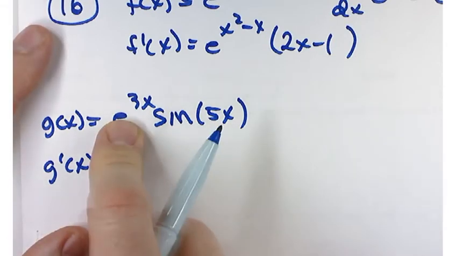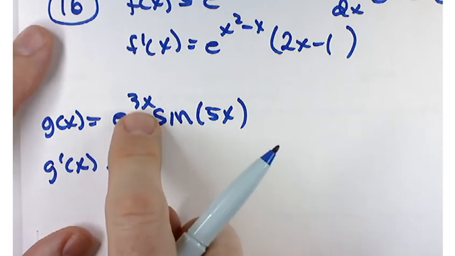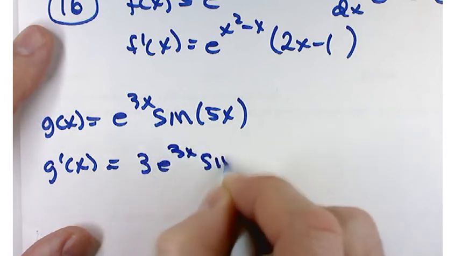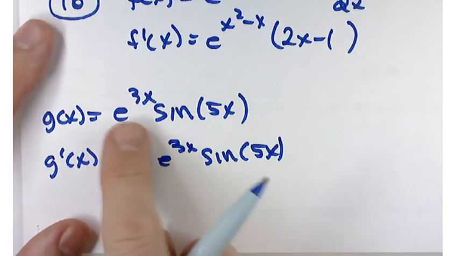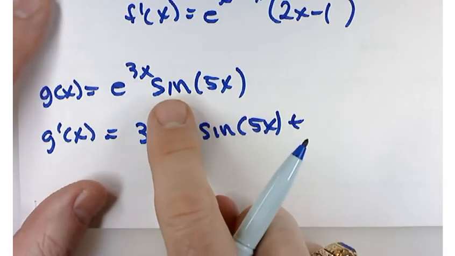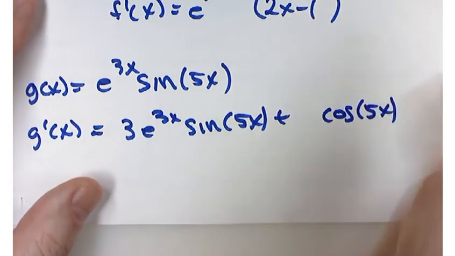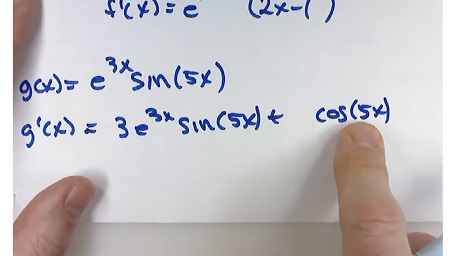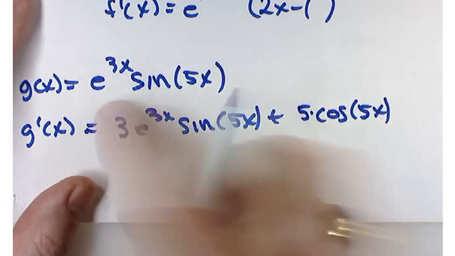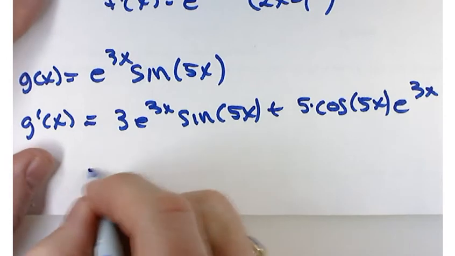So it's going to be derivative of the first, which would be e to the 3x times the derivative of the exponent. So we'll write it as 3 e to the 3x times sine of 5x. So that's the derivative of the first times the second, plus the derivative of the second, which would be cosine of 5x, times what? Times 5. That's the derivative inside. And then we have times e to the 3x again.